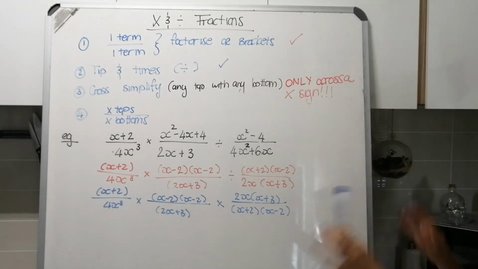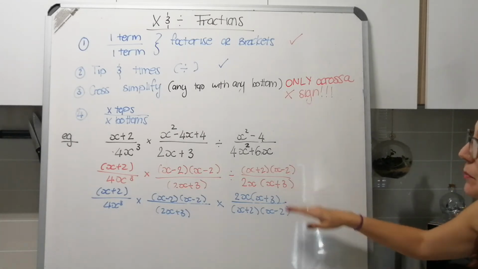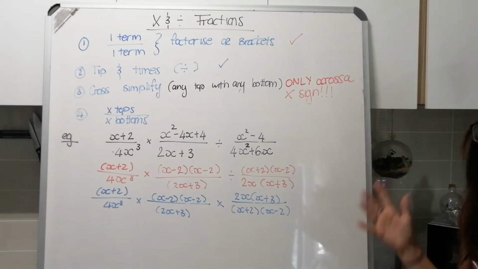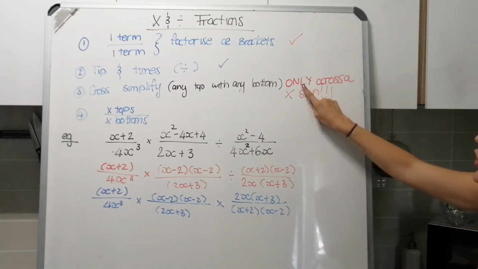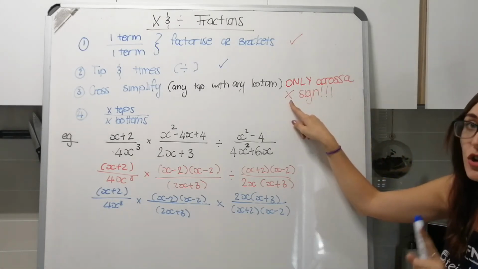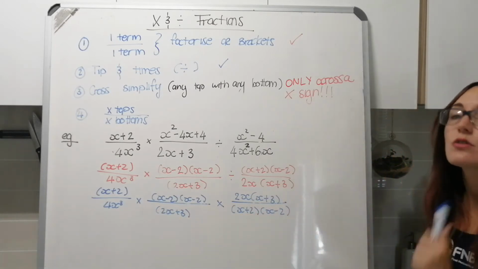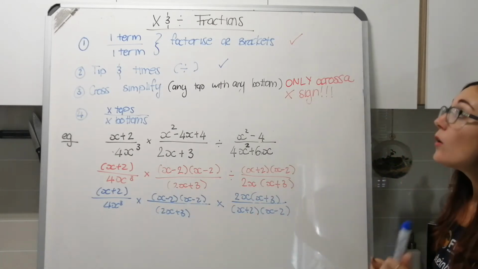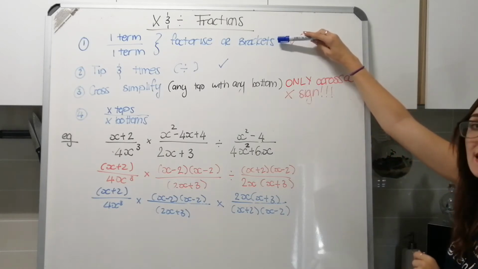Okay, step 2, done. Now step 3, this is the fun step. I love this. Then everything gets nice and neat. Okay, so we cross simplify. So we can simplify any top with any bottom. It doesn't have to be the whole top. It can be just part of the top. But note, this only works across a times sign. So before you even want to cross simplify, first check, do I have times signs? If you do, then you can cross simplify. Also, you can only cross simplify once you've done this first step.